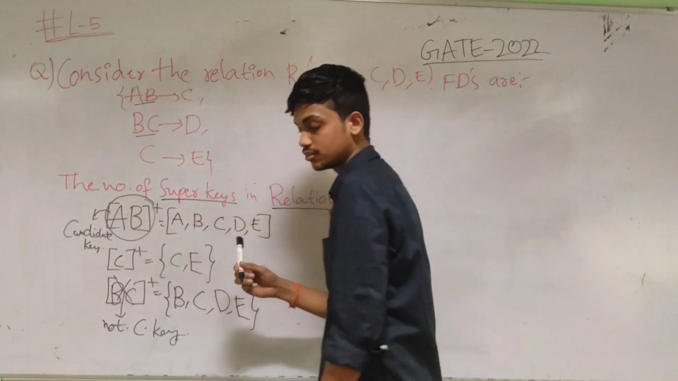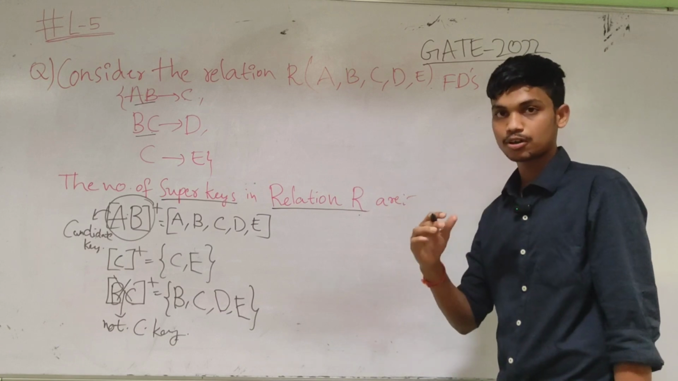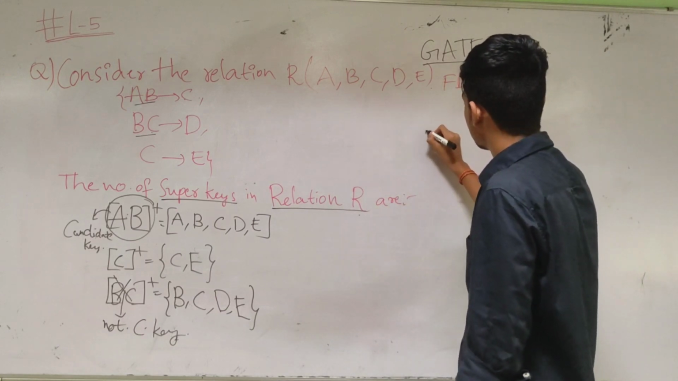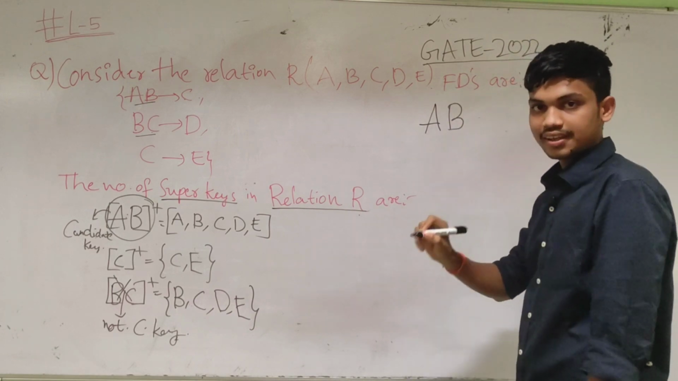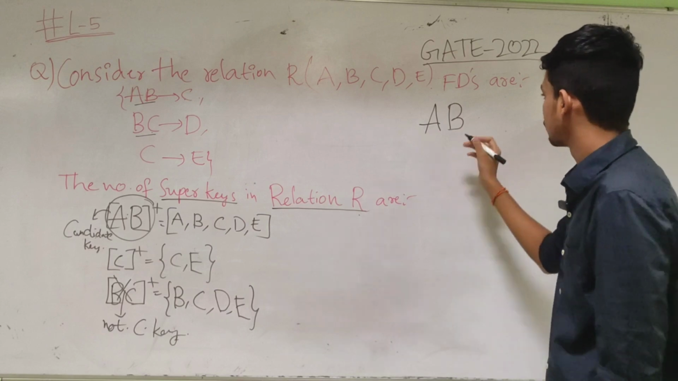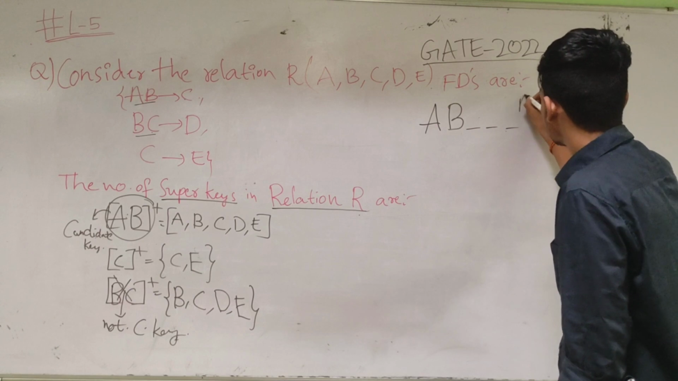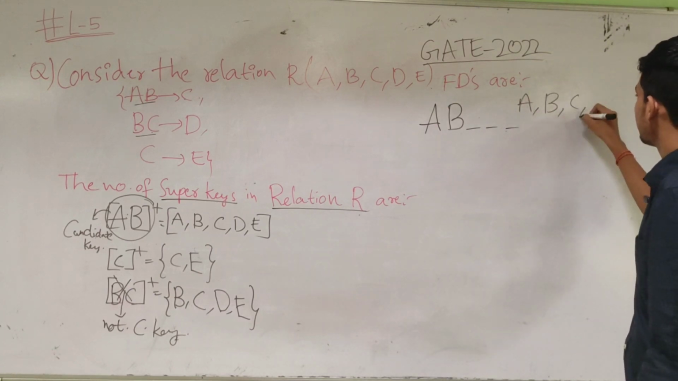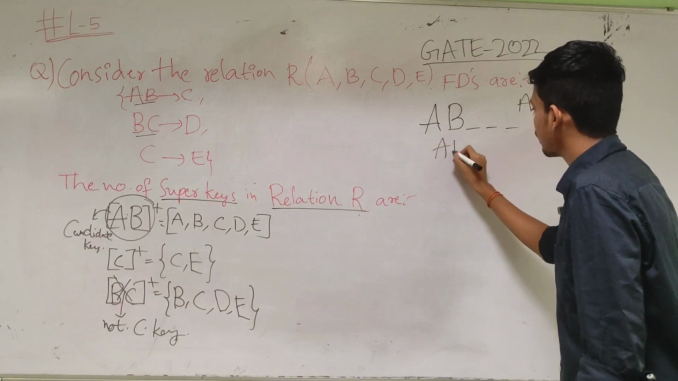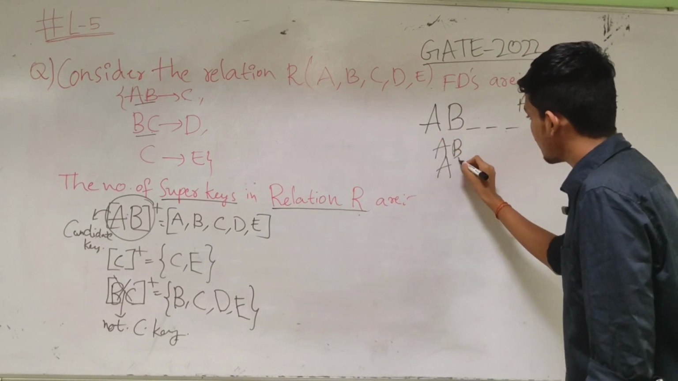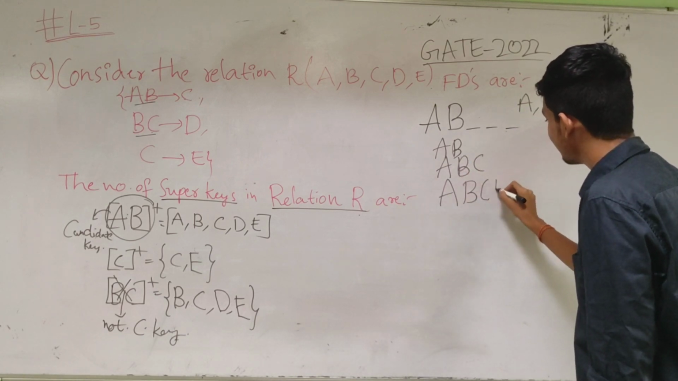You need to do the problem in this way. If you do the whole method, it will be time consuming. The shortest approach is you write A, then B. AB is a candidate key, so AB is also a super key. The remaining 3 spaces are empty. How many attributes are there? A, B, C, D, E. So ABC is also a super key, and ABCD is also a super key.